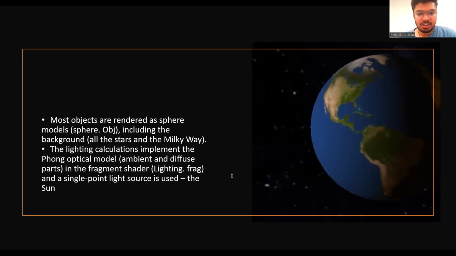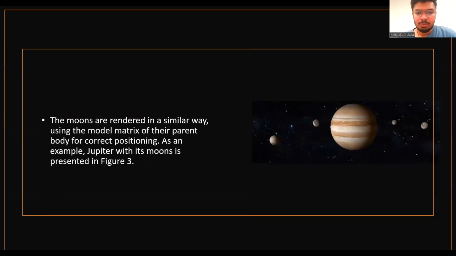In our solar system project, most objects, including the background, are rendered as sphere models using the sphere.obj file. Additionally, we implemented the Phong optical model for lighting calculations, including the ambient and diffuse parts, in the fragment shader named lighting.frag. We use a single point light source, which is the sun, to achieve a realistic lighting effect. For rendering moons, we use the model matrix of the parent body to ensure correct positioning.